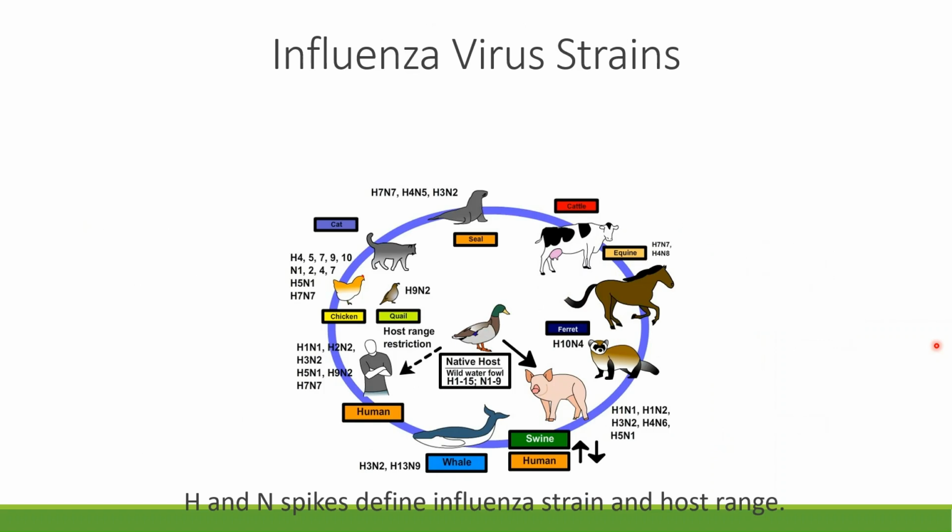And these H and N spikes are what defines the host range of influenza viruses, for example. So you will often hear in the news the reference to a particular strain based upon its H number and its N number. So scientists number these according to when they've been discovered, and those particular H and N spikes allow it to infect different organisms.